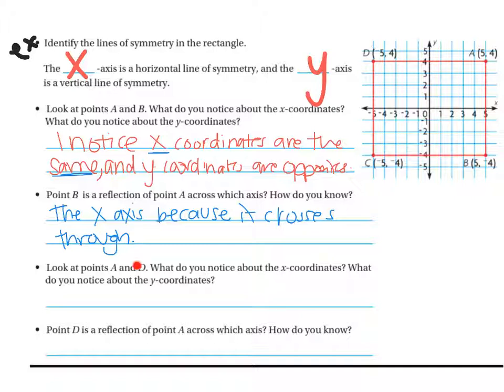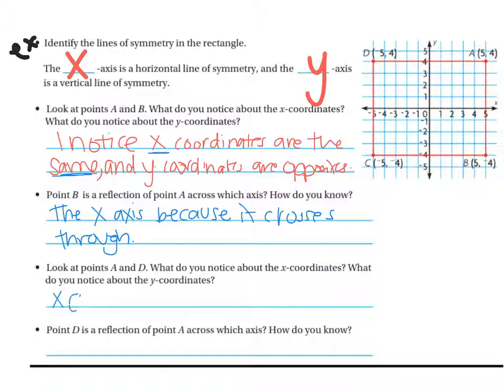Now we're going to look at points A and D. What do you notice about the x coordinate? What do you notice about the y? So A is 5, 4. D is -5, positive 4. So our first number, the x coordinates, are opposites. Our y coordinates are the same.